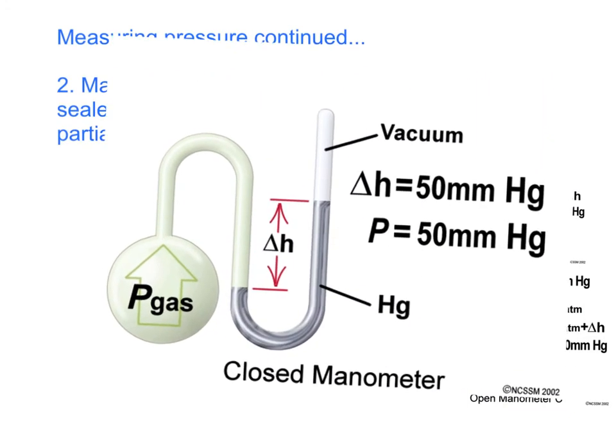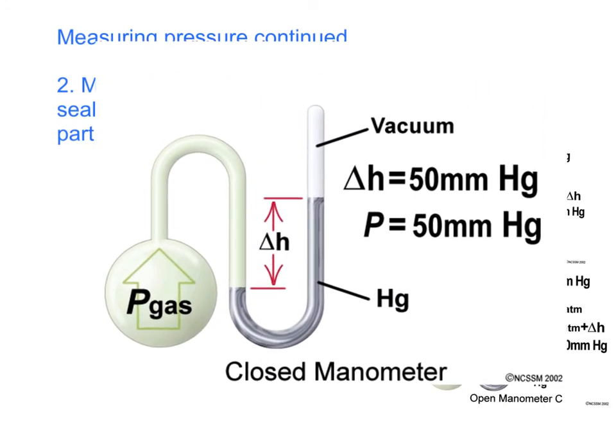So let's take a look at a closed manometer. The manometer can be fitted to some kind of gaseous system like we see here, and will allow the gas to exert pressure, push against the mercury in the tube. Basically, how high it pushes the mercury in the tube, this delta H, means height difference, that's equivalent to pressure.